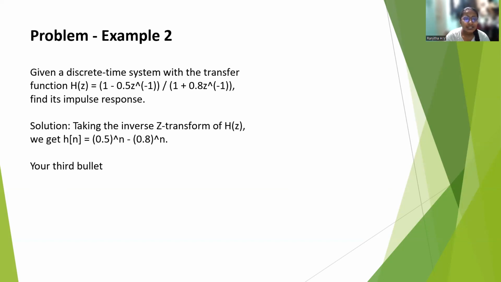Now we are going to take another example. Given a discrete time system with transfer function H(z) equals (1 minus 0.5 z power minus 1) divided by (1 plus 0.8 z power minus 1), find its impulse response. Taking the inverse Z transform of H(z), h(n) equals 0.5 power n minus 0.8 power n.